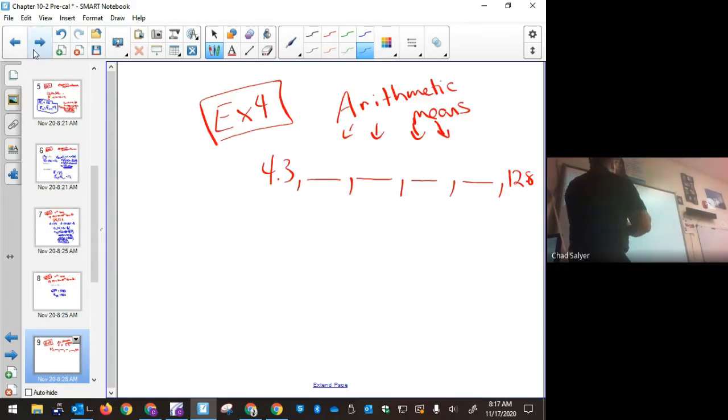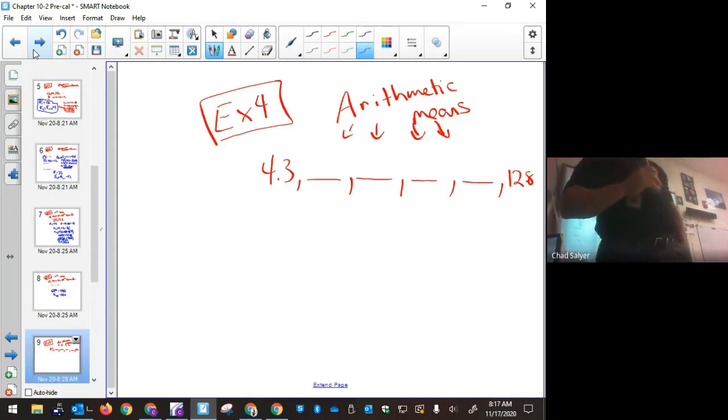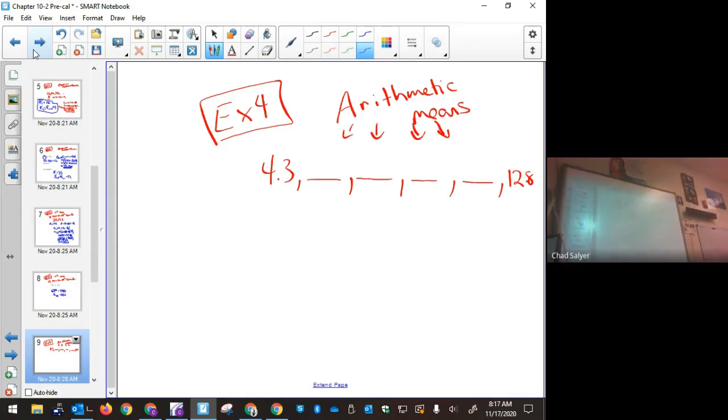All right. So arithmetic means, these are a little different. And this, for the first time, maybe it's something you haven't seen in a previous study of sequences and series. So a couple different ways to find these. 12.8. Yes. So the first value is 4.3. The last one is 12.8. Okay.